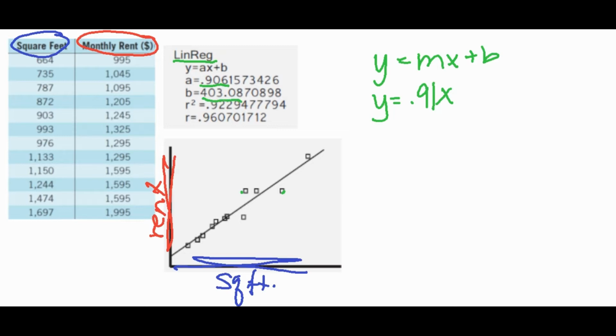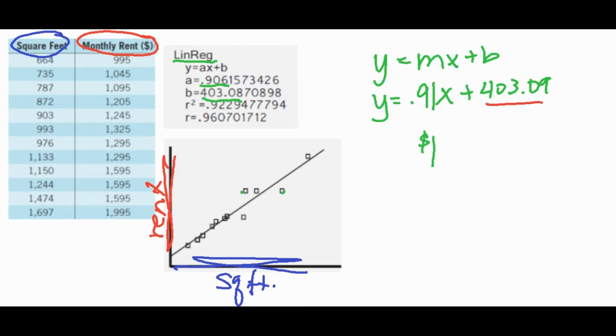The b value represents $403, which is the initial starting point. So in math theory, this is when x is equal to 0. In other words, when we have 0 square feet, the unit's going to be $403.09. Now in real life that doesn't make sense. That would be a room with no livable square footage, but it gives us a starting point that no apartment is going to rent for less than $403.